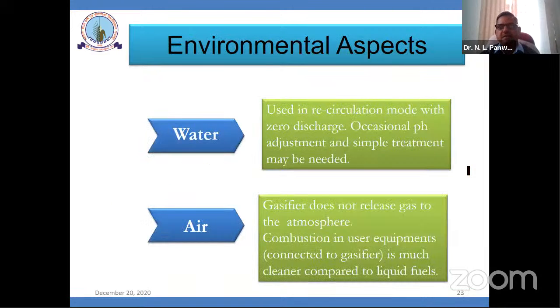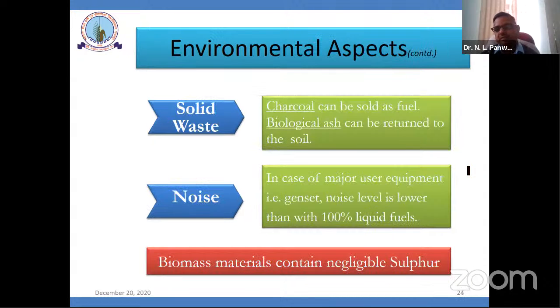And as far as the environmental aspect is concerned in the gasification process, the water is in circulation mode. So you can recirculate it after adjusting the pH. And the gas from gasification is not released into the atmosphere. So the combustion equipment connected to the gasifier is much cleaner. There is no issue with liquid fuel also.